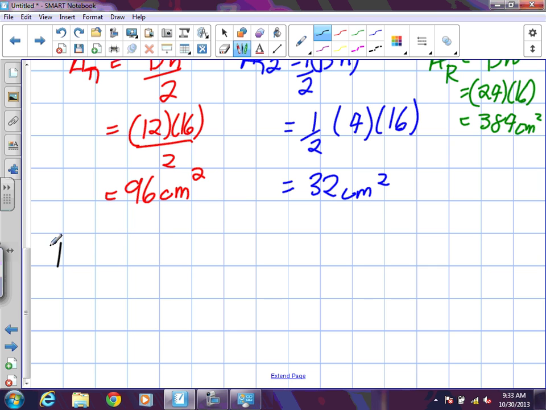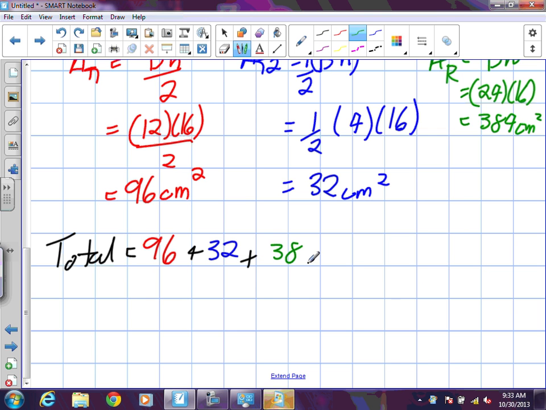Okay, so to find total area, we said we had to add all of these together, right? So our total is equal to our 96 plus our 32. Just ignore it, I'll get rid of it in a sec. Plus 384. What is the total area of this object?